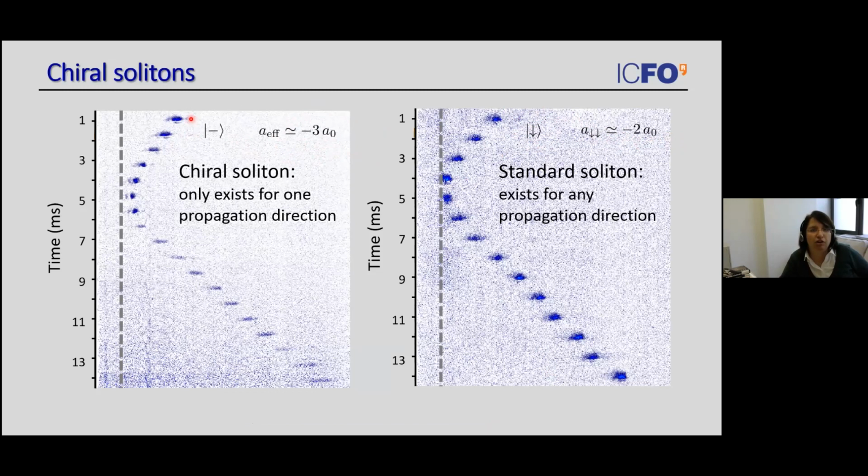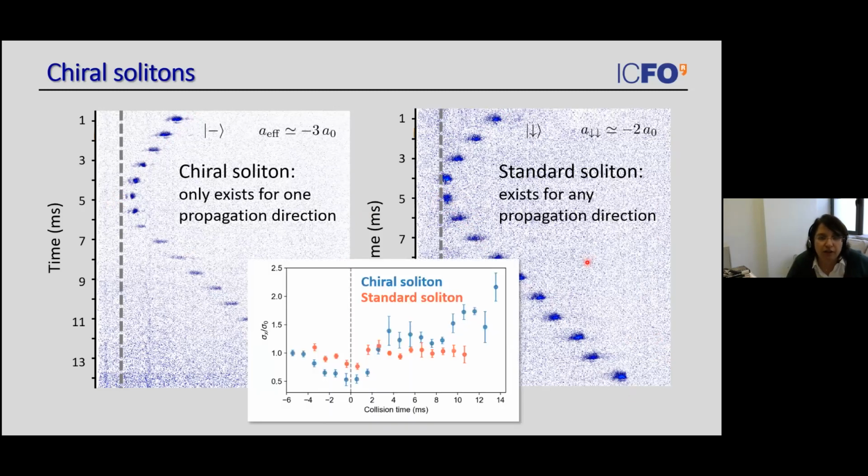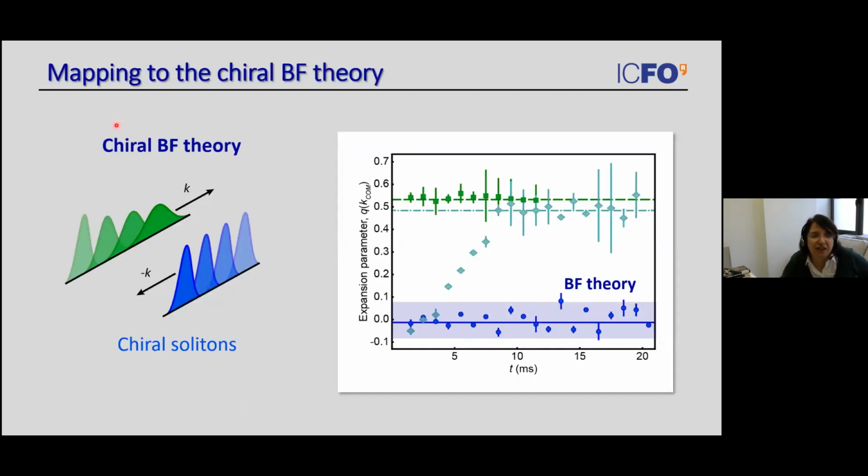And you see that this chiral soliton only exists when propagating left, and then it disappears. But a standard soliton does not care. When it comes to the barrier, it compresses a little bit, but then it bounces off and happily keeps existing afterwards. Then you can look at what happens to the sizes, and you see the standard soliton compresses a bit when coming to the barrier, but then stays like this, and the chiral soliton starts to expand. So this is telling you that the soliton we make really only exists when moving in one direction.